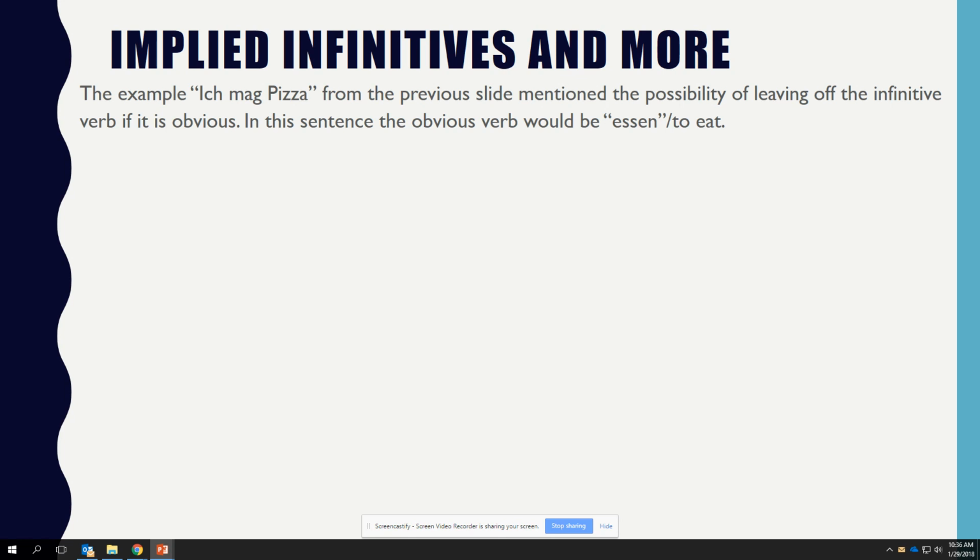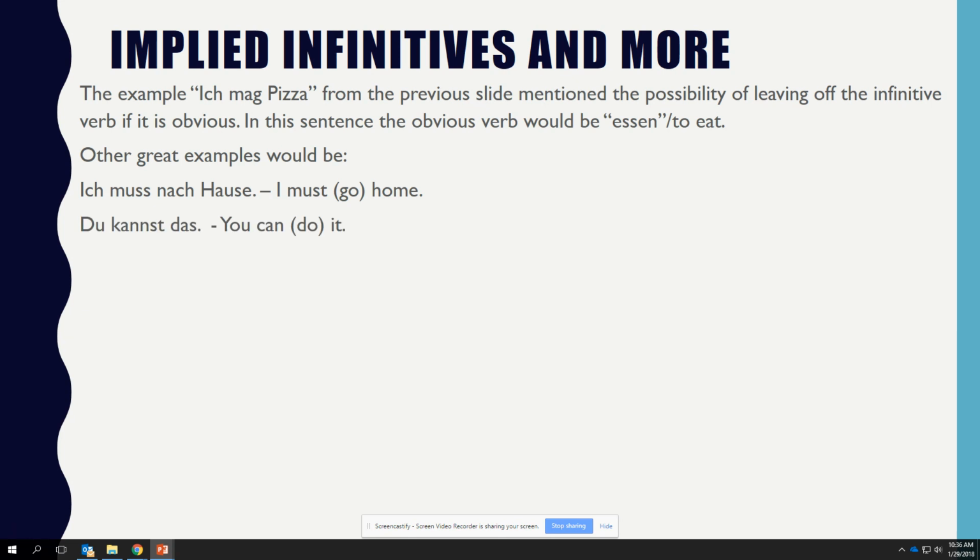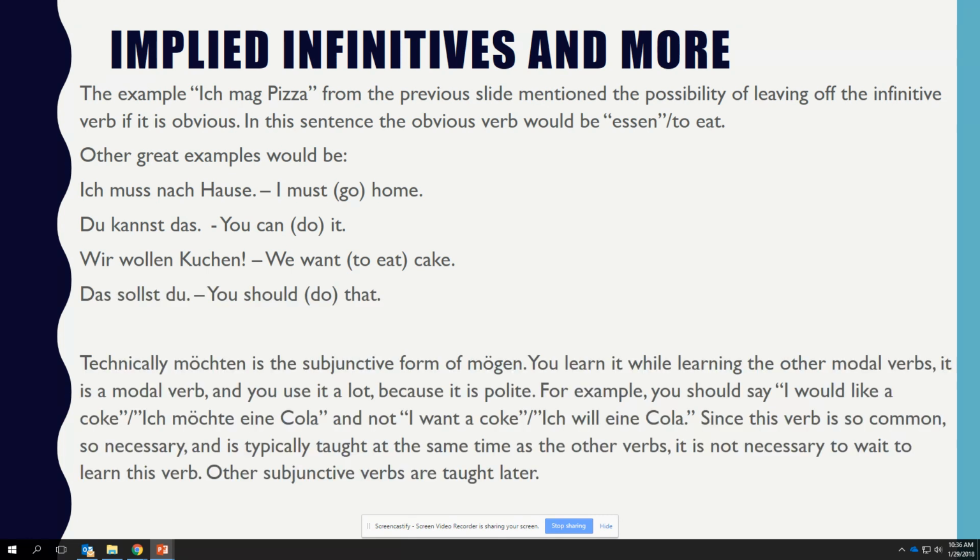The example ich mag Pizza from the previous slide mentioned the possibility of leaving off the infinitive verb if it is obvious. In this sentence, the obvious verb would be essen, to eat. Other great examples would be ich muss nach Hause, I must go home. Du kannst das, you can do it. Wir wollen Kuchen, we want to eat cake. Das sollst du, you should do that. There are tons more examples.